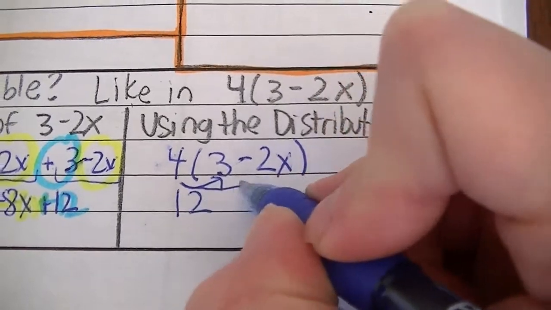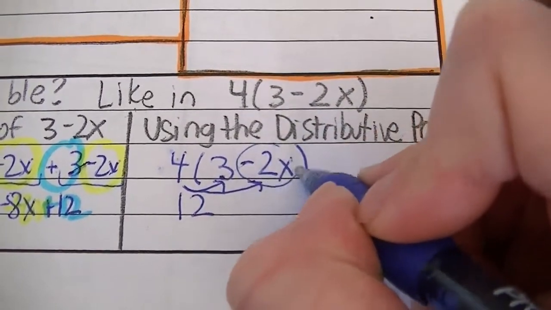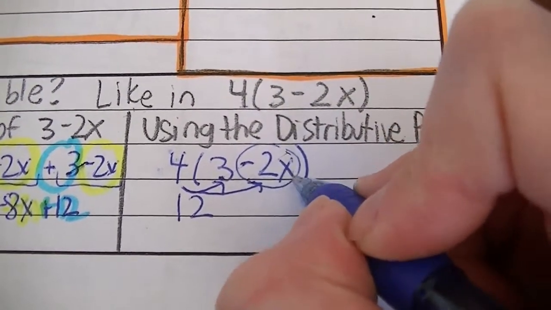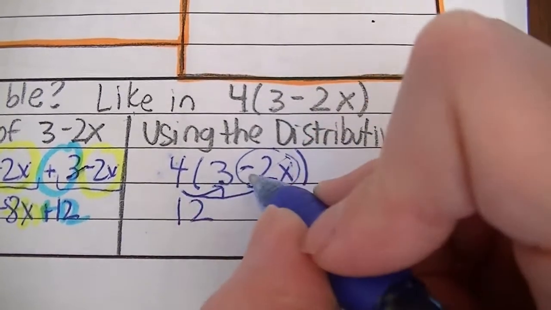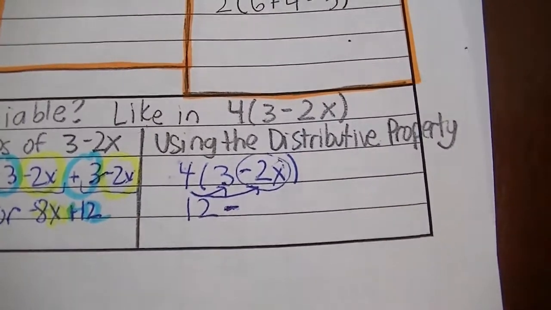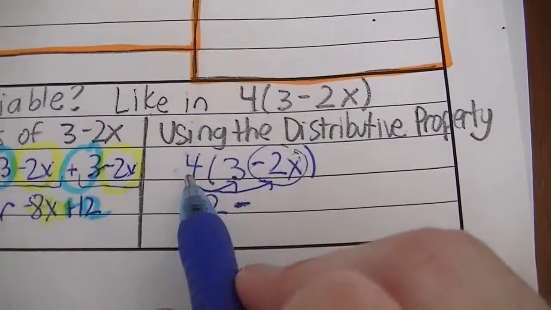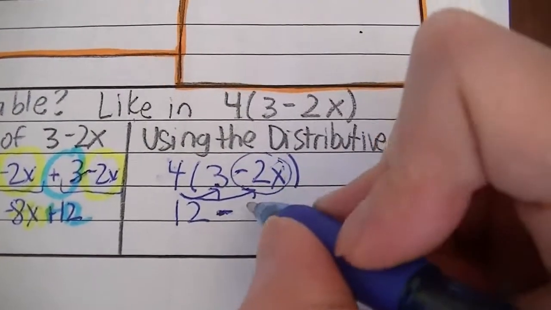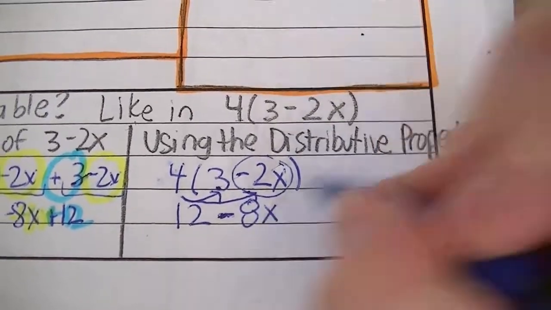And then I got this positive 4, I'm going to do this whole thing, times that negative 2x. So a positive times a negative gives me a negative, and what would be like 4 times 2? That's 8. So a positive 4 times a negative 2 gives me a negative 8, but don't forget that x. Okay?